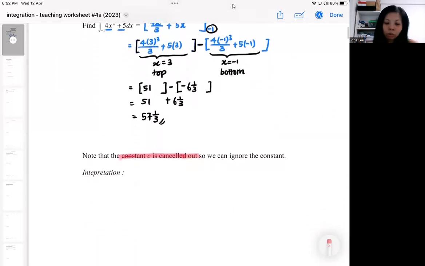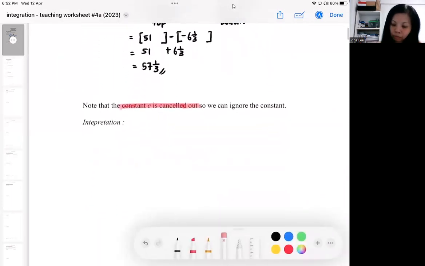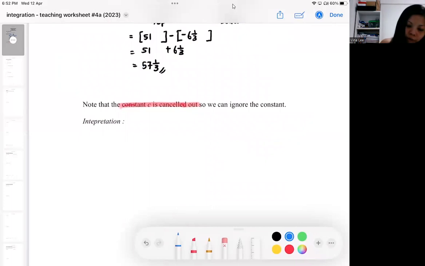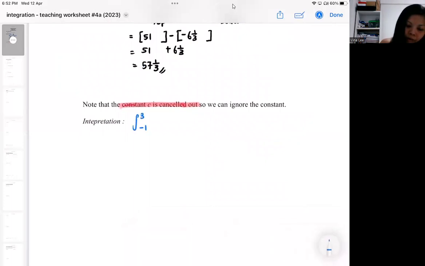But we also do need the interpretation. When I do this, I get 57 and 1/3. So what does it actually represent? It actually represents the area under the graph.